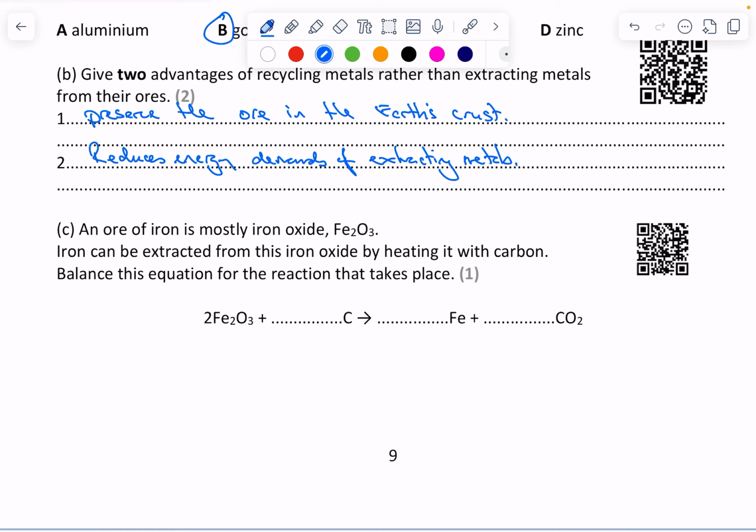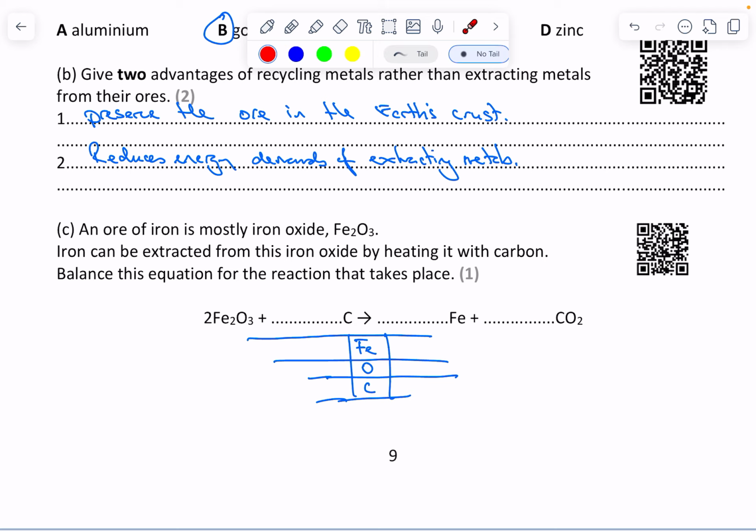Okay, an ore of iron is mostly made up from iron Fe2O3, iron oxide. Iron can be extracted by heating it with carbon. Balance the equation to show the reaction that is taking place. So what I'm going to do here, let's put down in the middle the elements that are involved in this reaction. And what we're going to do is count the number of elements on each side. So if I use my laser to point out for you here, there is 2 times 2, so there's 4 lots of iron. Let's just check the oxygens. I've got 2 times 3, so that's 6 lots of oxygen.